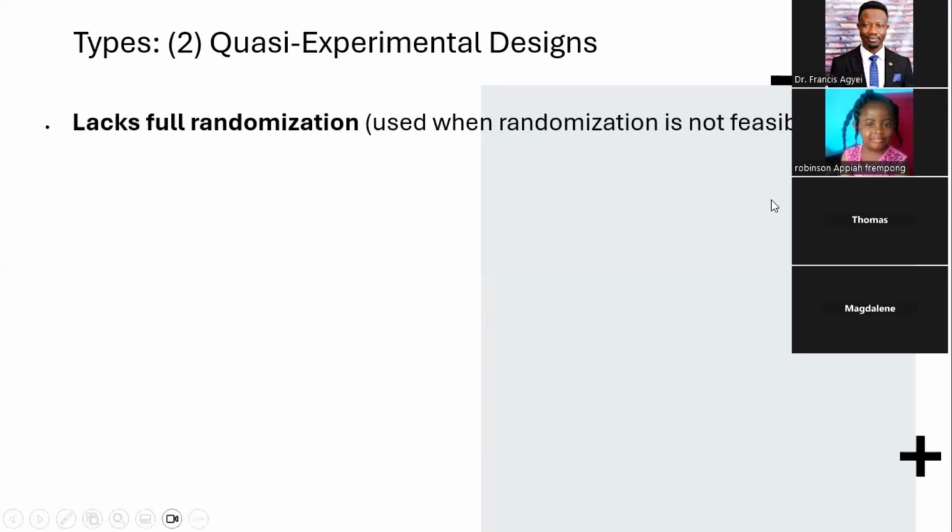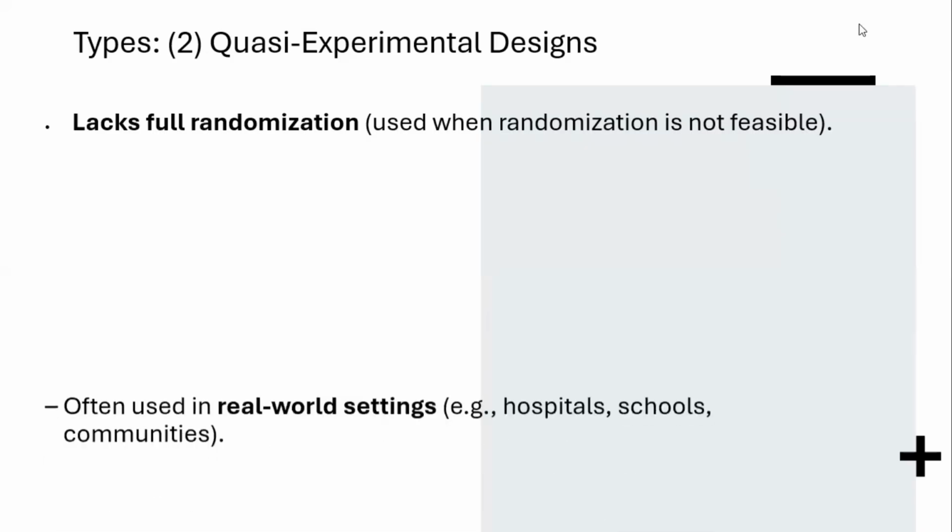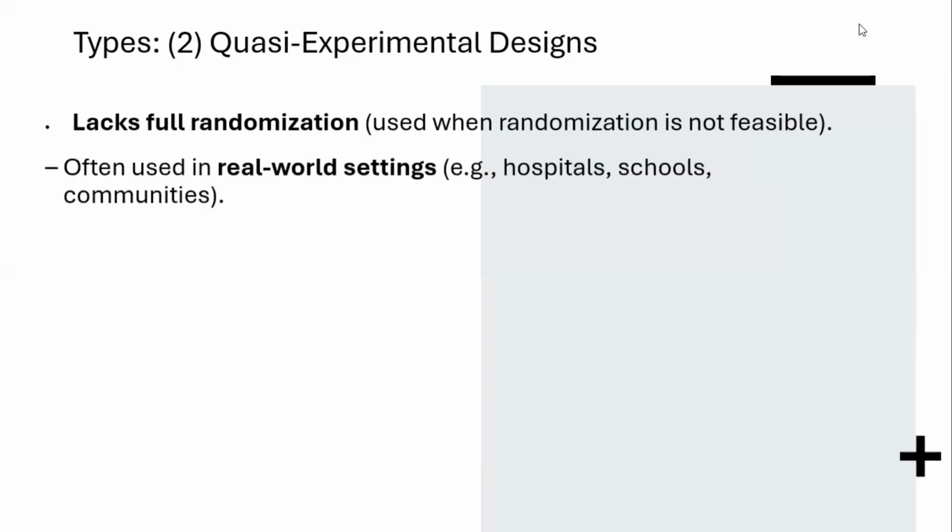Quasi-experiment is where you lack the ability to do complete randomization. When you can't randomize people into different groups, then you do a quasi-experiment. And quasi-experiments are usually used in real-world settings. For example, when you're doing experiments in hospitals and schools and communities, you are likely to use quasi-experiments.